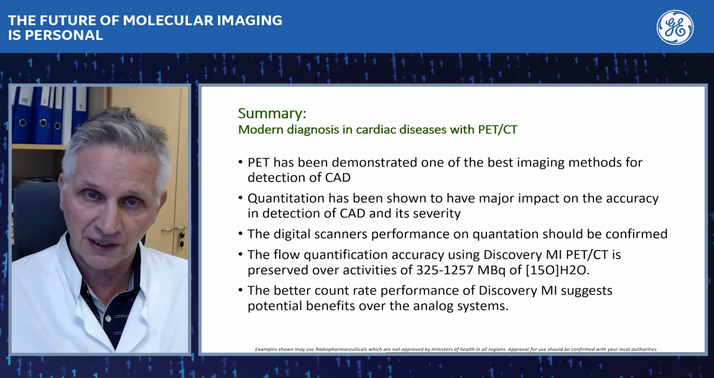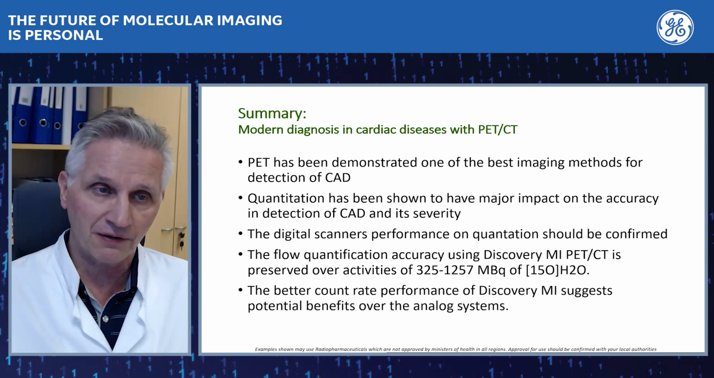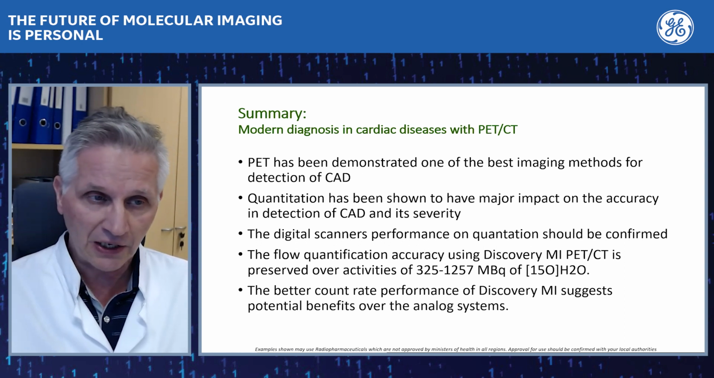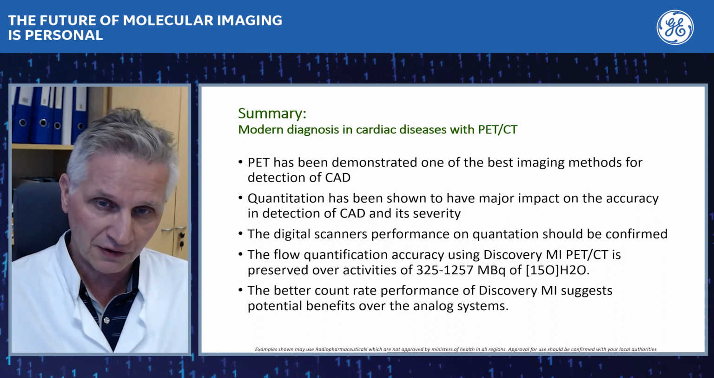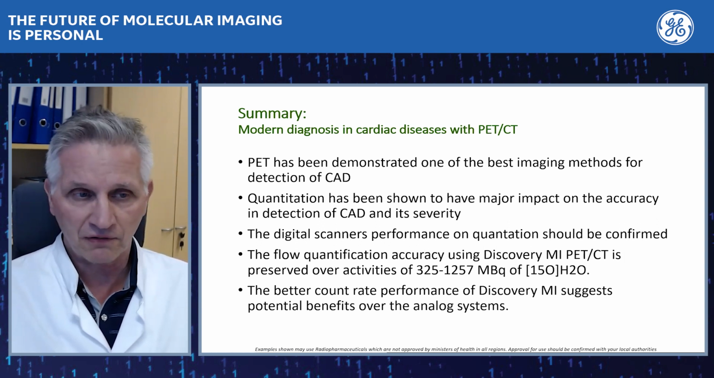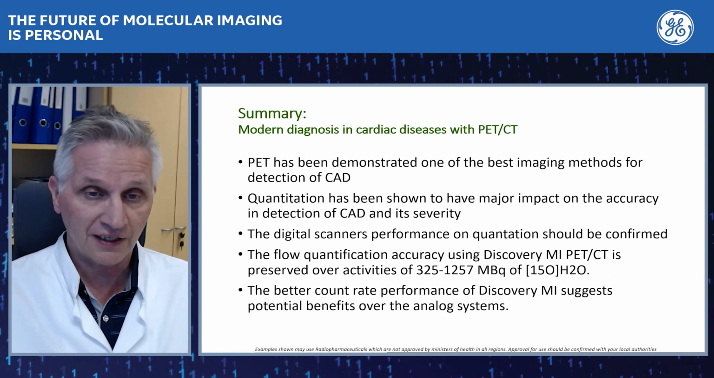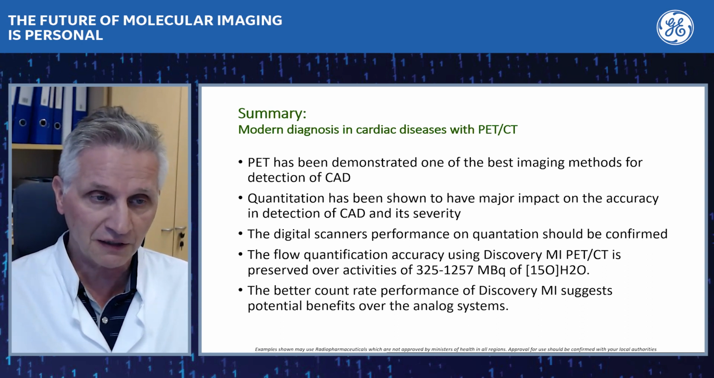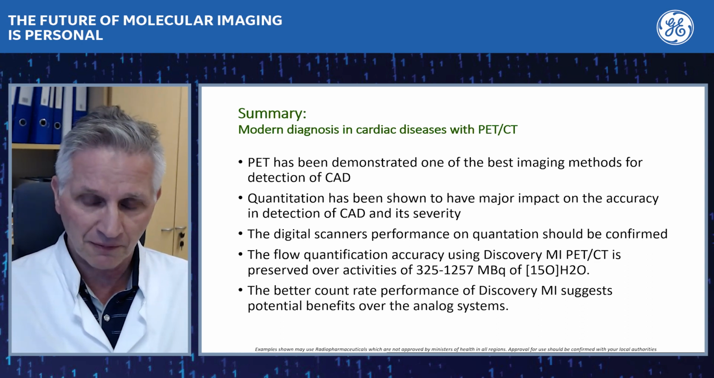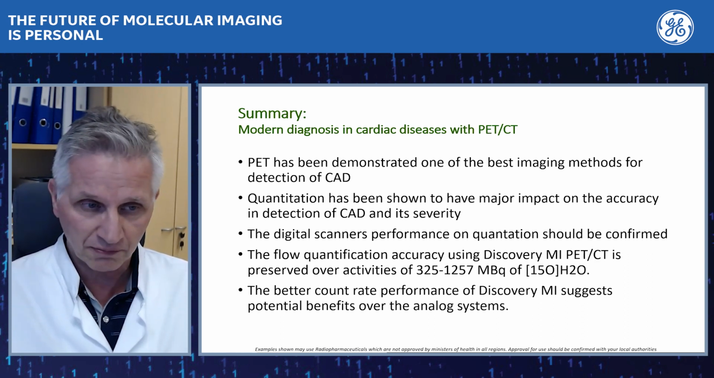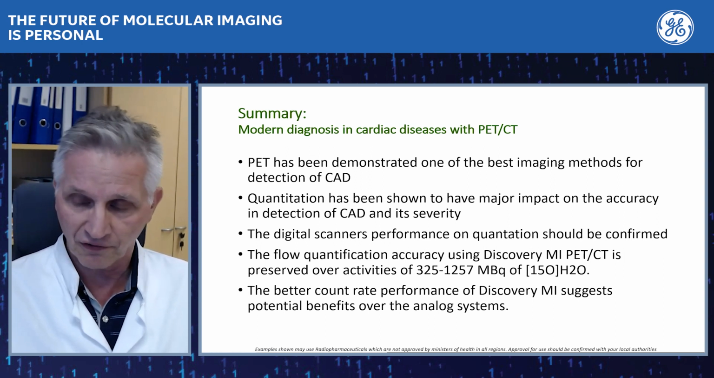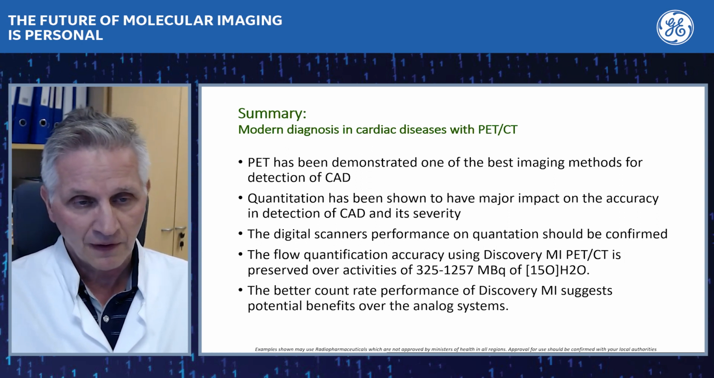PET has been demonstrated to be one of the best imaging methods for detection of coronary disease, and it has been clearly shown that the quantification has a major impact on the accuracy and detection of coronary disease, and especially on its severity. The digital scanners' performance on quantification should be confirmed, because the generations are now changing from analog to digital.